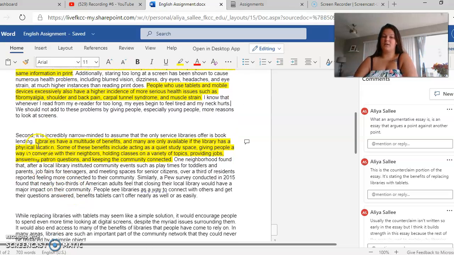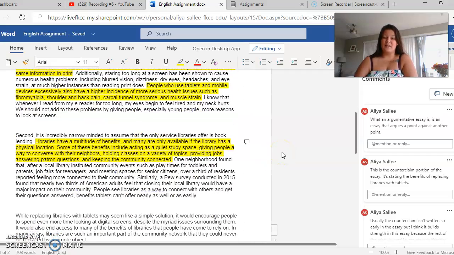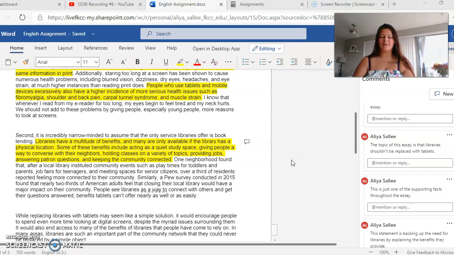Another one that I found in the second body paragraph is libraries have a multitude of benefits and many are only available if the library has a physical location. Some of these benefits include acting as a quiet study place, giving people a way to converse with their neighbors, holding classes on a variety of topics, providing jobs, answering patron questions, and keeping the community connected. Now, this definitely really backs up the reason that we need libraries instead of tablets, because it shows the benefits of having a physical library, which I feel like needed to be in there. It was very helpful.